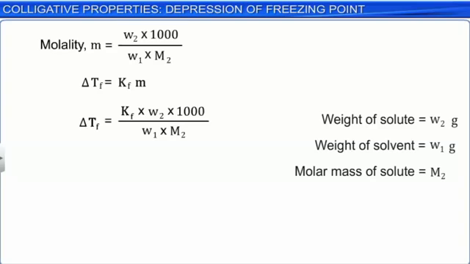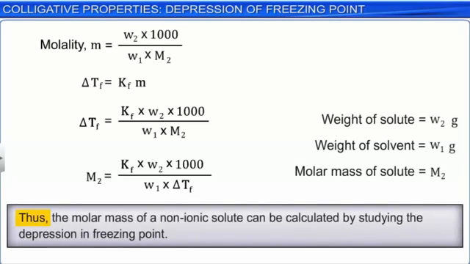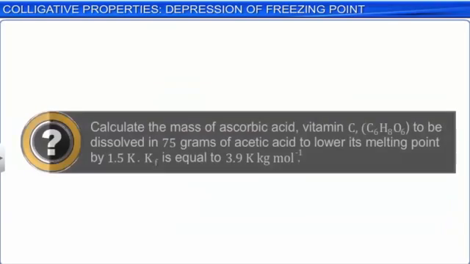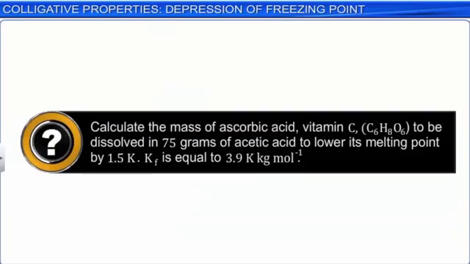For molar mass of the solute, this equation can be written as M2 equal to Kf multiplied by W2 multiplied by 1000 divided by W1 multiplied by delta Tf. Thus, the molar mass of a non-ionic solute can be calculated by studying the depression in freezing point. Let us now solve a numerical problem based on depression in freezing point.